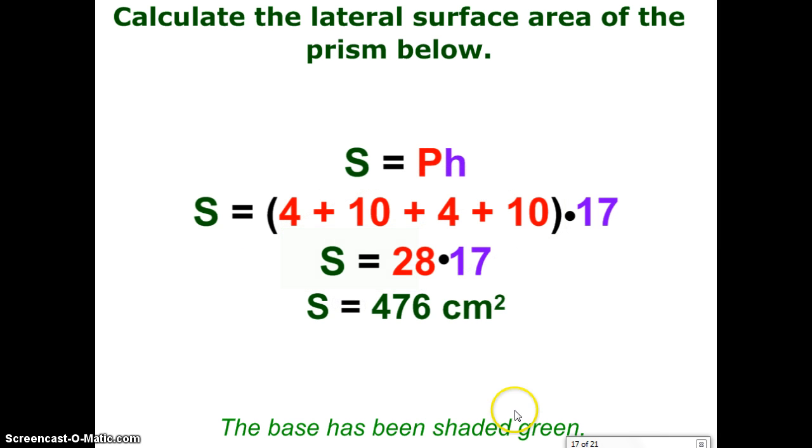As we look at our prism, we are looking for the lateral surface area. So I wrote S is equal to pH. The perimeter of my base is 4 plus 10 plus 4 plus 10. However you choose to add was fine, as long as you came up with the answer of 28. The height of the prism is 17, so we take 28 times 17 and get 476 centimeters squared. Please bring questions for this problem tomorrow if you have any.